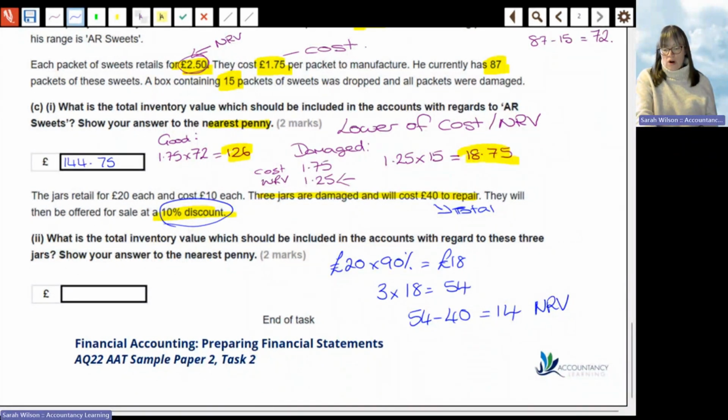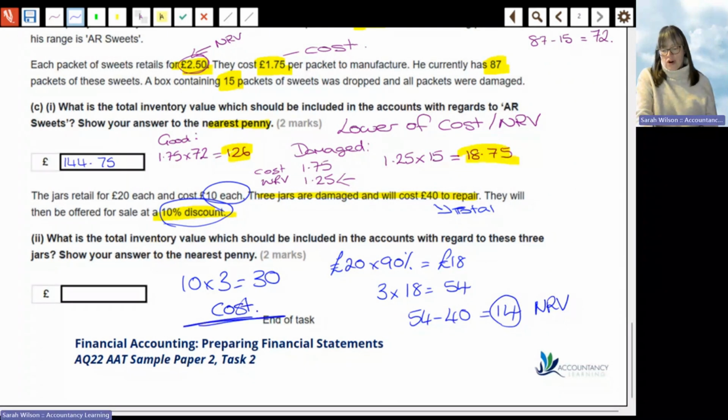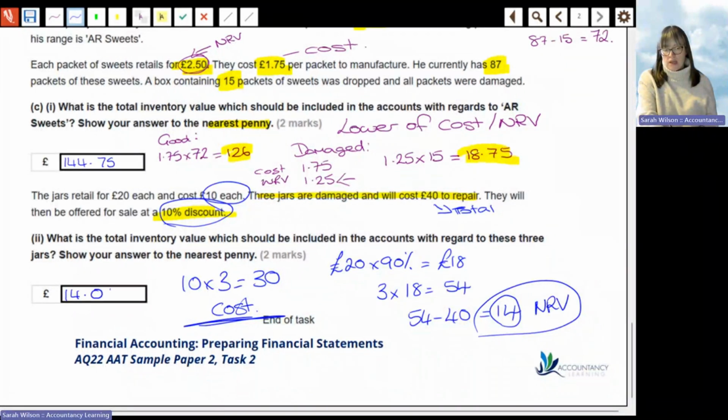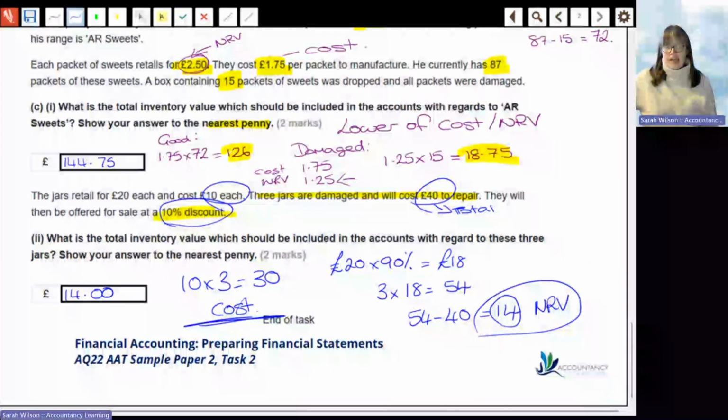And then that is lower than what they actually cost, because it would be 10 by 3 is 30. So we've got cost at £30 for 3 jars, or £14 net realisable value for 3 jars. And the key with this question is that you make sure you're talking about them as a full cost of £40 total rather than per jar. That brings us to the end of task 2.